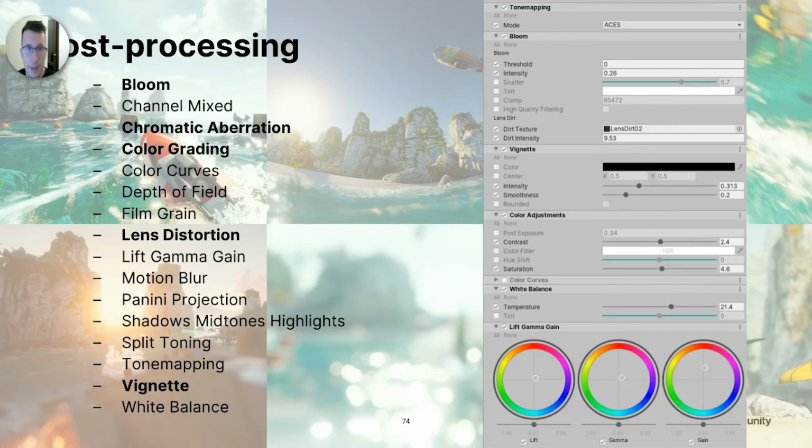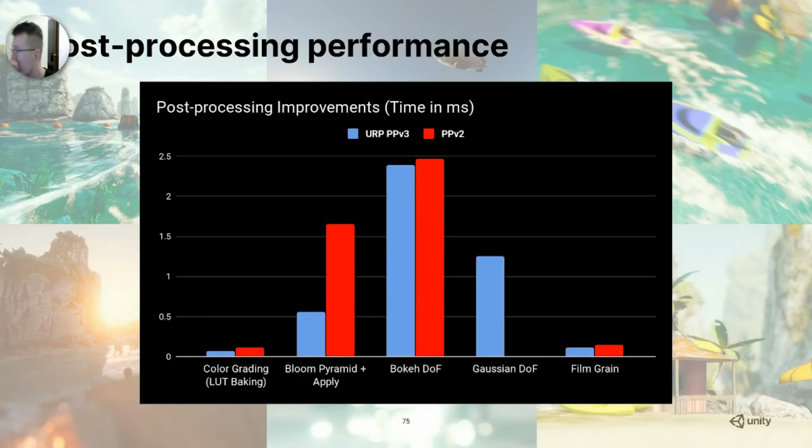I also have a nice comparison of the performance improvements. So the red columns here on the graph are the post-processing version 2, compared with blue, the one that exists in the URP. So you can see that the one that we have in the URP is much more performant, and it's really great when you want to create the highest frame rate for a game and the most performant experience.